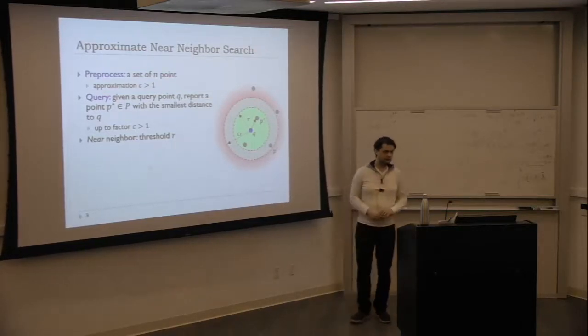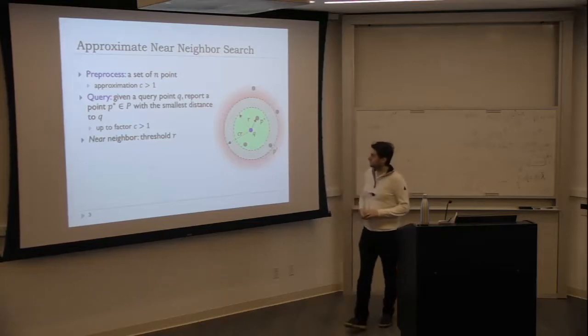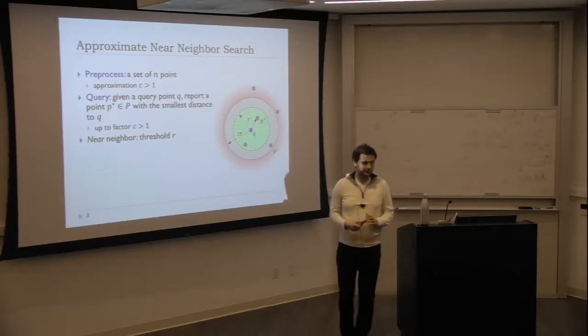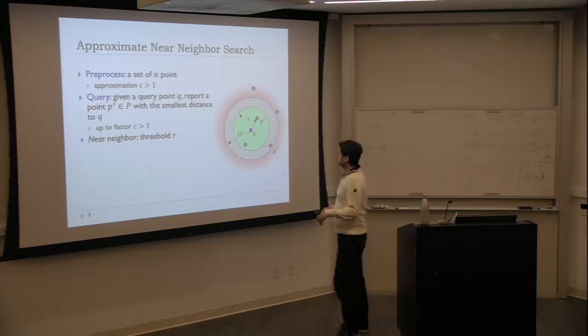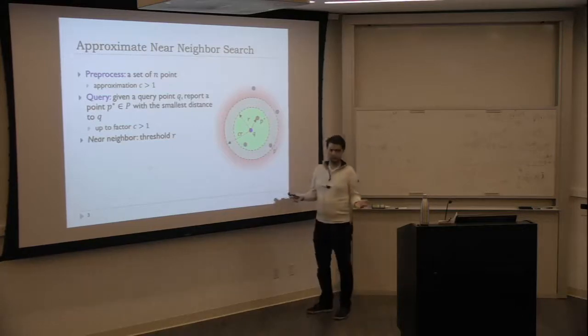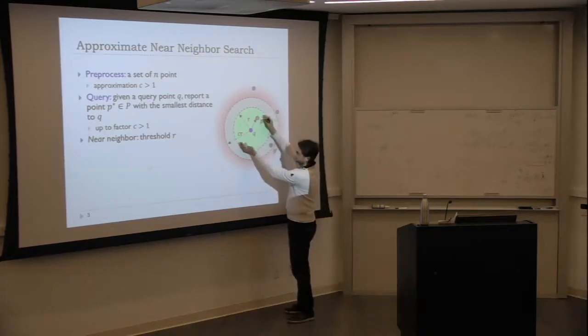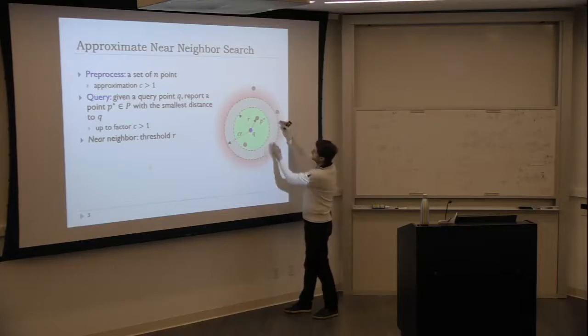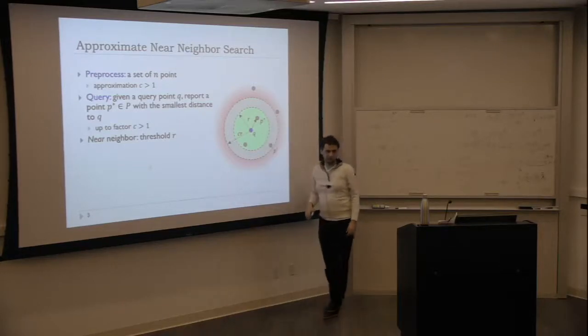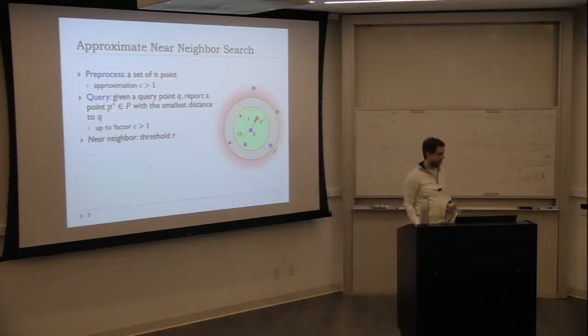You can think about this as, in practice, these algorithms are sometimes used as a filtering mechanism, which says: I'll report a list of points, which includes all the points in this green ball, and may or may not include some points in the gray annulus. So this is where the approximation comes from.